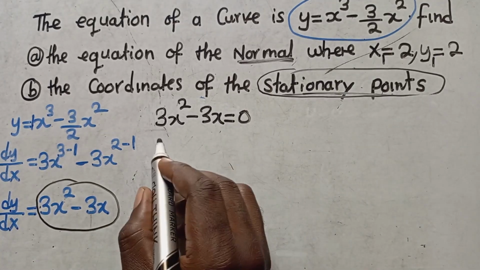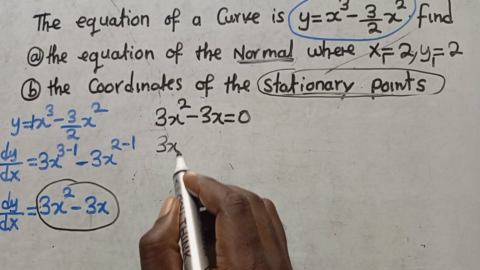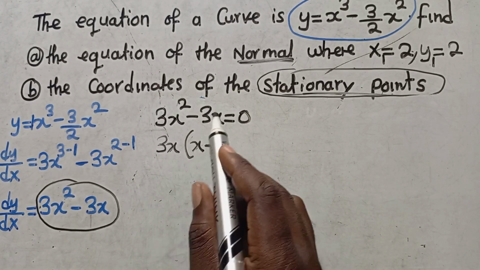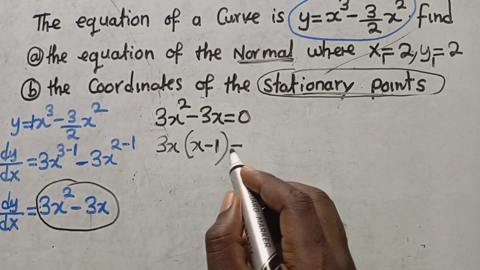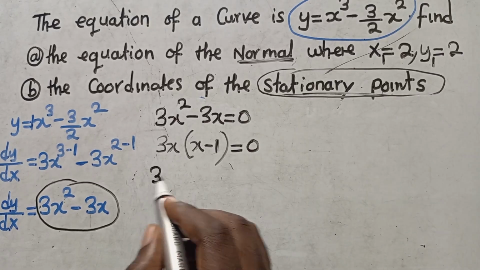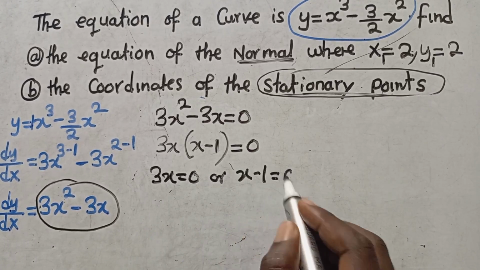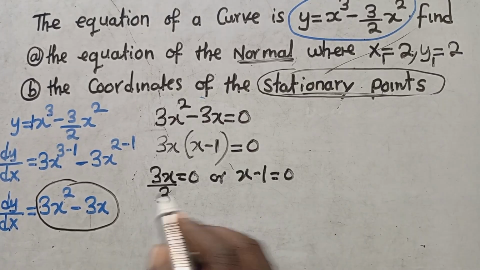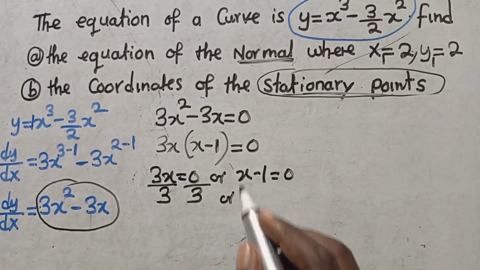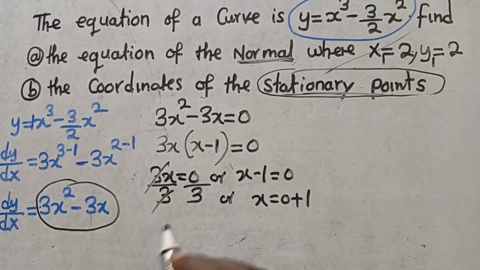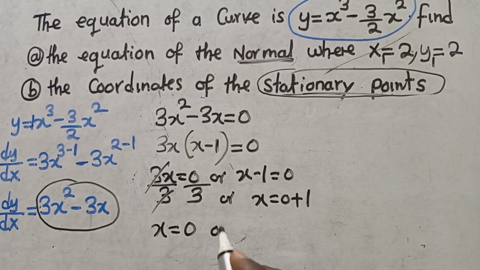So we factorize here. What is common is 3x. So I say 3x, then here I'm going to remain with x minus 1, because 3 into 3, 1, x into x, 1. So this is equal to 0. I say 3x is equal to 0, or x minus 1 is equal to 0. Divide both sides by 3. Or on this side, x is equal to 0 plus 1. So x is equal to 0 or x is equal to 1. These are the two answers that I've come up with.